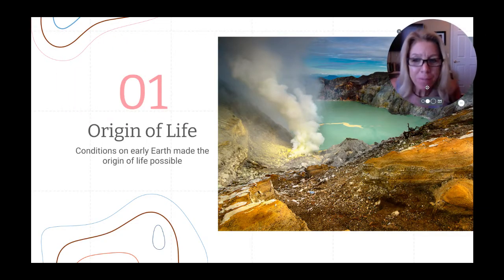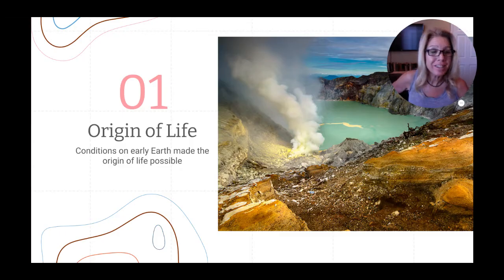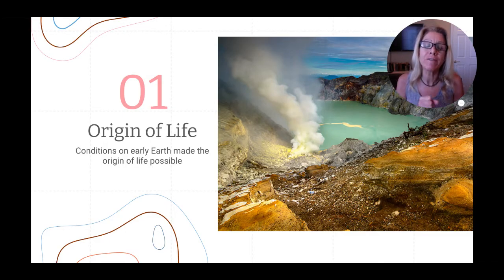Conditions on early Earth made the origin of life possible. That's the long and the short of it: early Earth was basically oxygen free, which is a very reducing environment, and it's conducive to building.